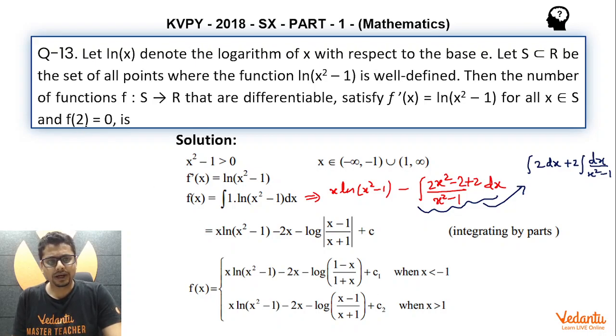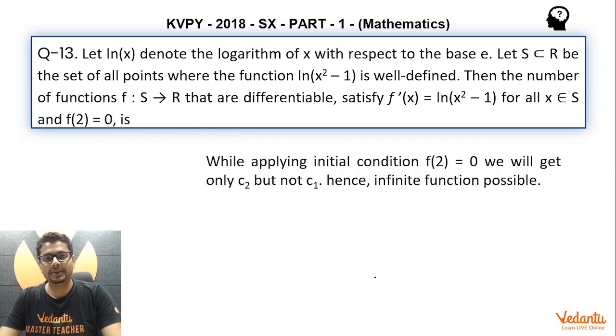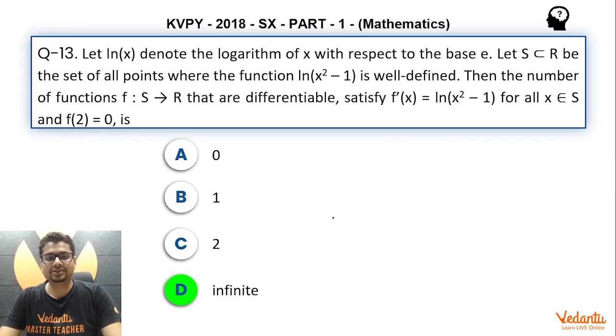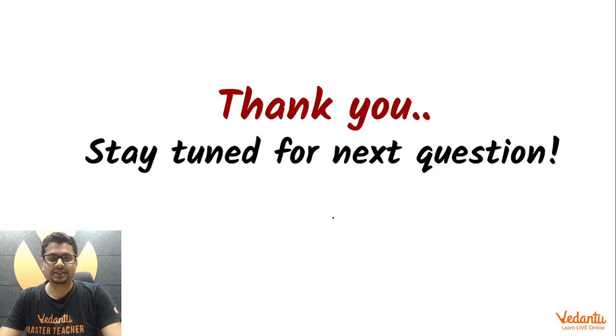You put x to be 2 and f of 2 is 0, so you can find C2. But C1, the arbitrary constant, can't be fixed based on the given information. So as per the given information, C1 can be any real value. Hence, f of x overall can be infinitely many, there can be infinitely many such functions. So while applying the initial condition f of 2 equal to 0, we will get only C2 but not C1. Hence, infinitely many functions are possible. D is the answer. Thanks for listening. Stay tuned for the next question.